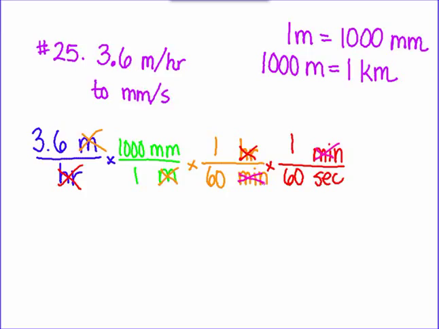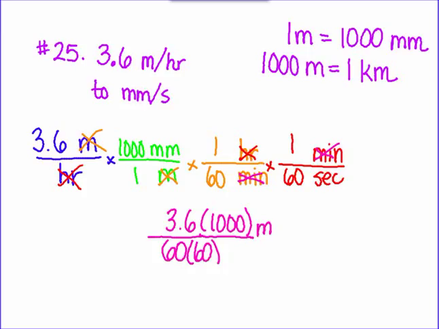On the top I've got 3.6 times 1,000, and on the bottom I've got 60 times 60. My label here is millimeters per second. What does that come out to be? 3,600 divided by 3,600, so 1 millimeter per second.